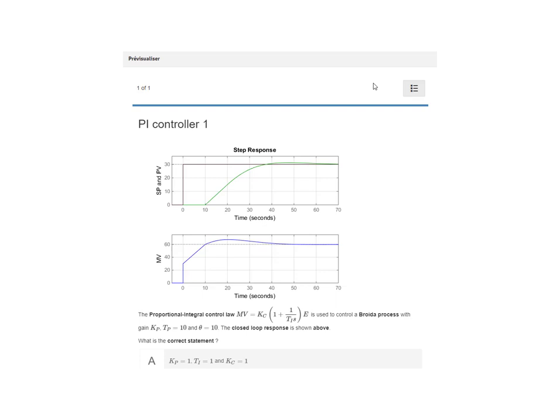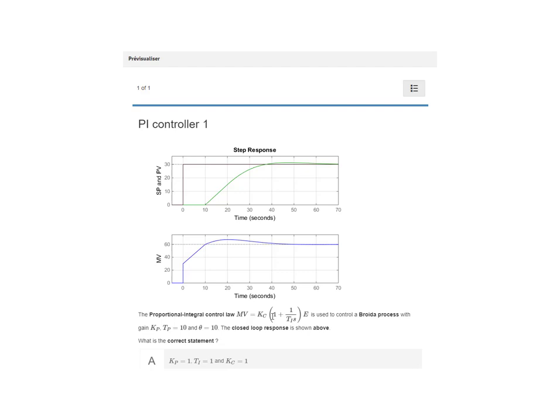It's time again for a little quiz. What you see here is the response of a Broida system. So it's a first order system with time constant 10 seconds, delay 10 seconds, and the gain of the process has to be determined. And it is the closed loop system with a PI controller, and here it is. So it's the standard PI controller with B equal to 1. And the question is, can you identify the process gain, the integral time constants, and the gain of the system?